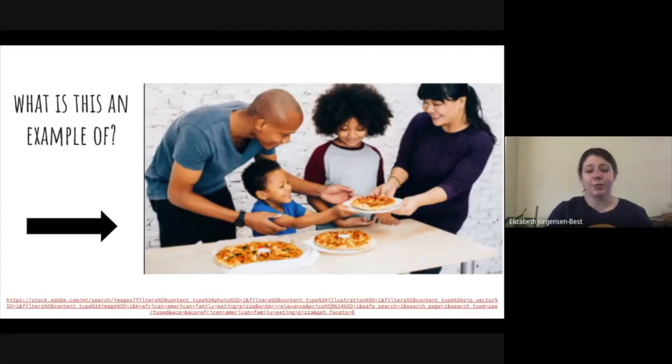This is our final picture we're going to do together, and then we're going to do some by ourselves. This is an example of what? Is it a producer or is it a consumer? Great job. This family is about to eat some pizza, and they are consumers.